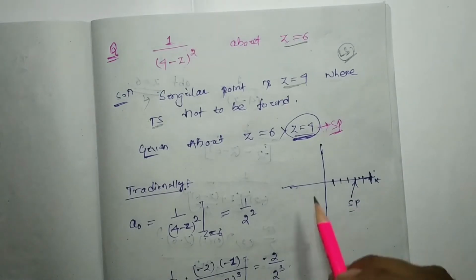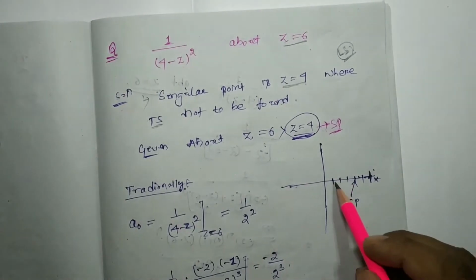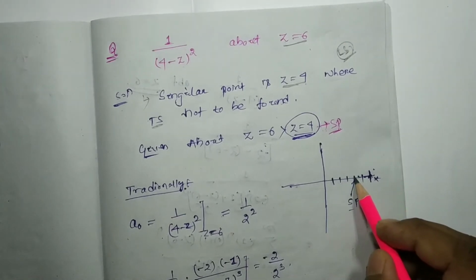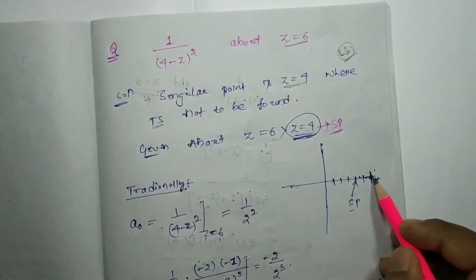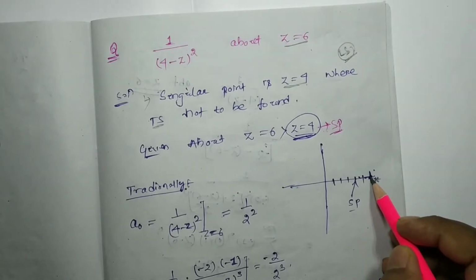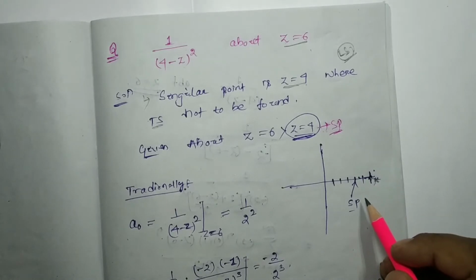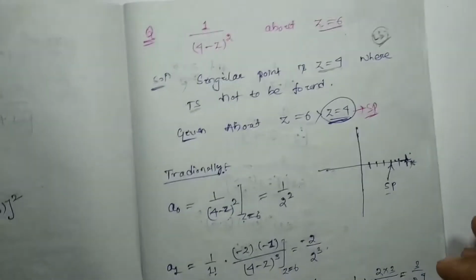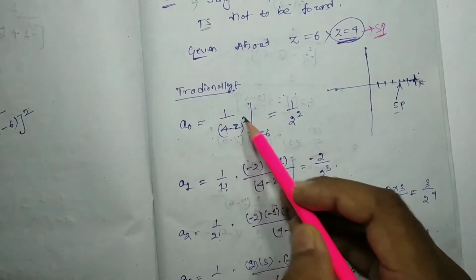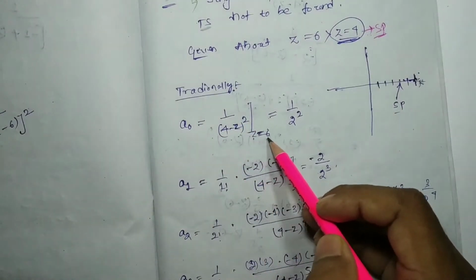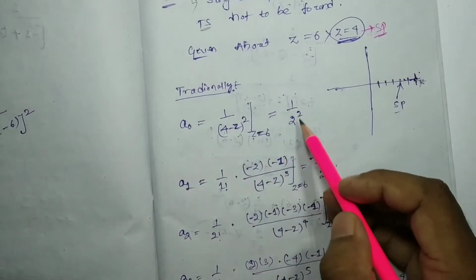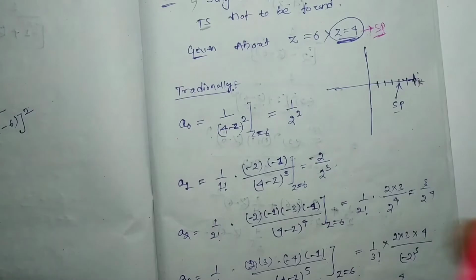So here this is the complex plane. Here 1, 2, 3, 4, 5, 6. So this is your 4, means this is your singular point, and here I have put a star mark. This is the point where I have to find the Taylor series. Traditionally, first a0 is nothing but 1 by (4 minus z) square. So we put z equal to 6, so this will be minus 2 square. Square means 2 to the 2, right?